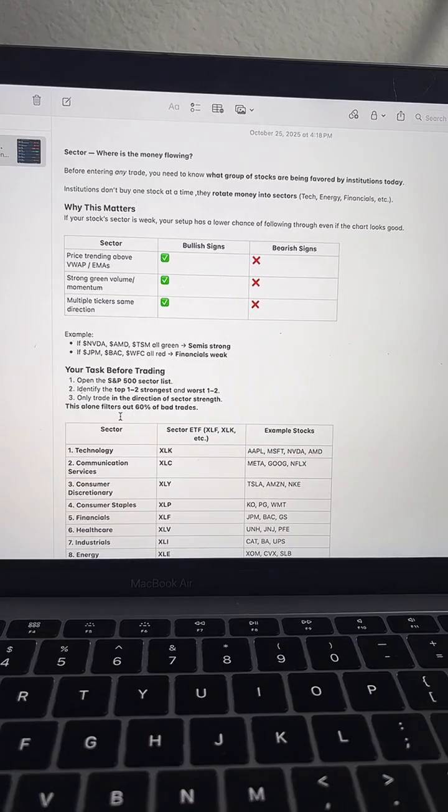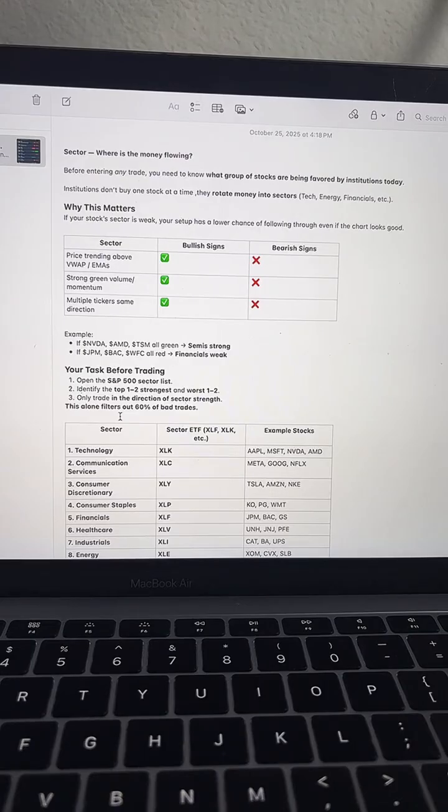So sector is where the money is flowing. Before entering any trade, you need to know what group of stocks are being favored by institutions for that day or whatever time period you're looking at. These big institutions, they don't buy one stock at a time. They rotate their money into sectors: tech, energy, financials, etc. Okay, this matters because if your stock's sector is weak, your setup has a lower chance of following through, even if the chart looks good.